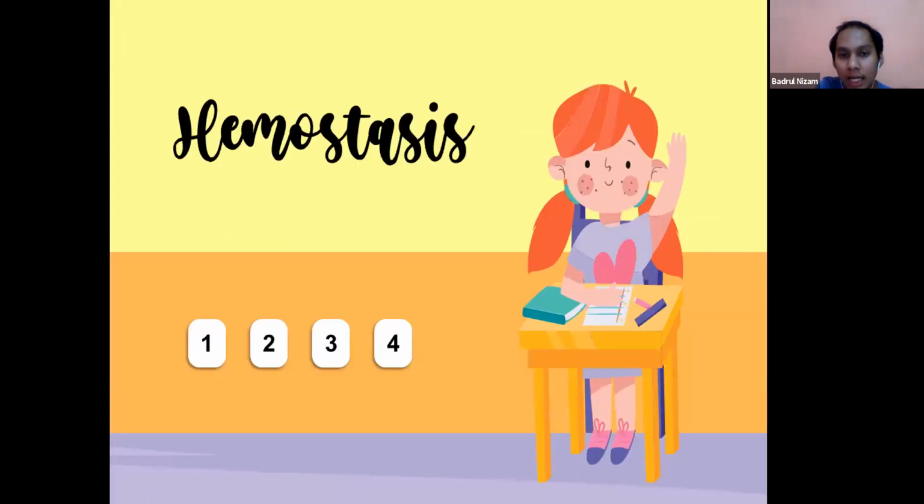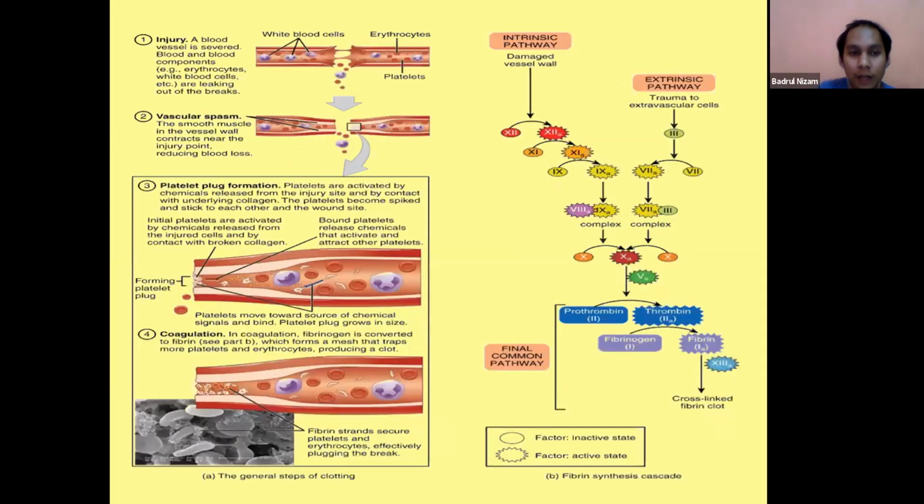Okay, so let's revise a bit about the hemostasis. Hemostasis occurs when there is an injury at the blood vessel, which will cause the platelet to be activated by the chemical release at the injury site and by the contact with the collagen. So it will lead to the formation of the platelet plug, which is the primary hemostatic plug, followed by the stabilization of this platelet plug by the fibrin through the coagulation pathway.